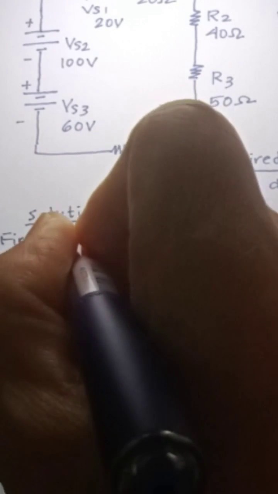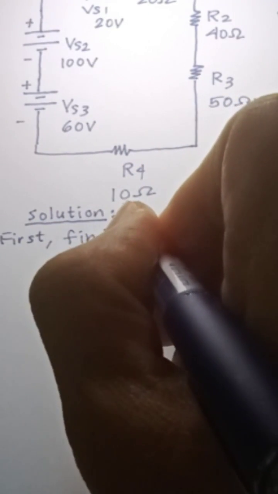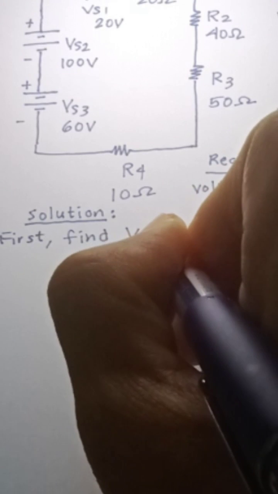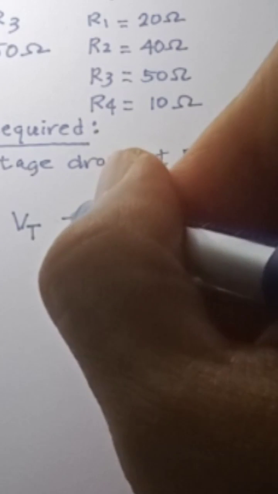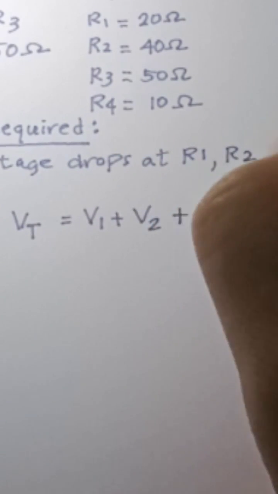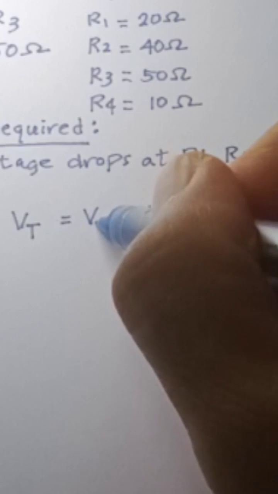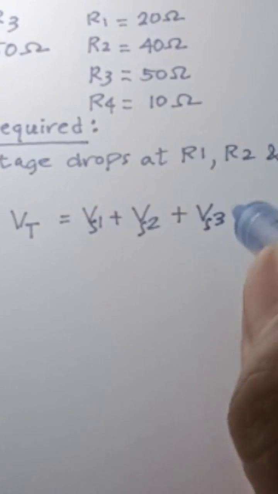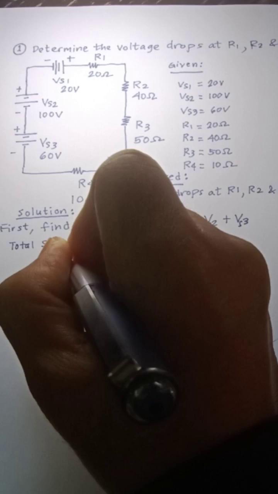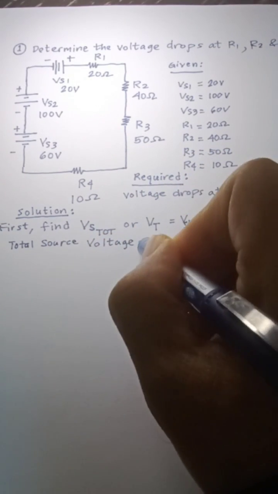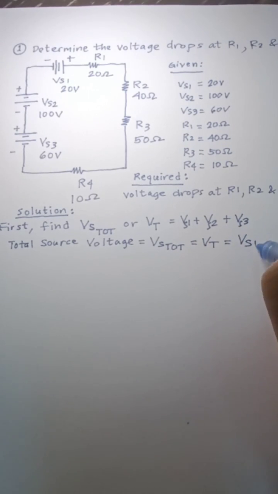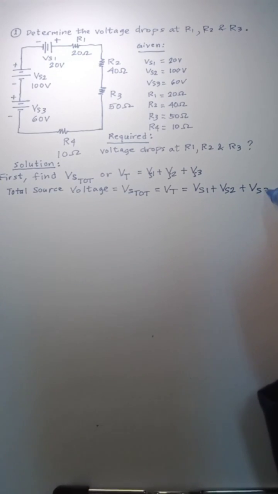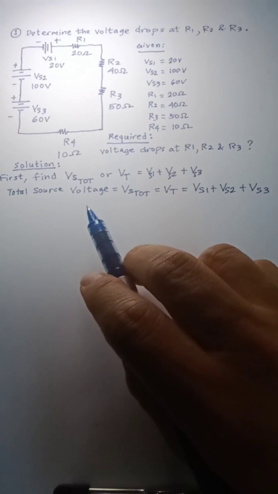So to solve this problem, let's analyze the voltage sources first. So the first thing that you should do is to find the voltage source total, or we can write VS tot or VT, that's equal to the sum of the three voltages VS1, VS2, and VS3. So again, I'll write it here, the total source voltage, which is also written as VS tot or VT, equal to VS1 plus VS2 plus VS3.